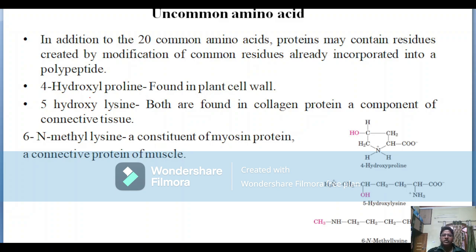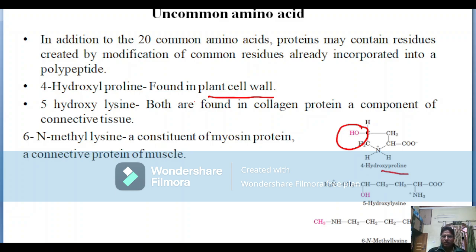Then after incorporation into the protein, some chemical modifications take place on these amino acids. An example is proline, where a hydroxyl group is added to the proline, giving 4-hydroxyproline. This is an uncommon type of amino acid, formed by chemical modification once the common amino acid has been incorporated into the protein. The 4-hydroxyproline is found in the plant cell wall proteins.